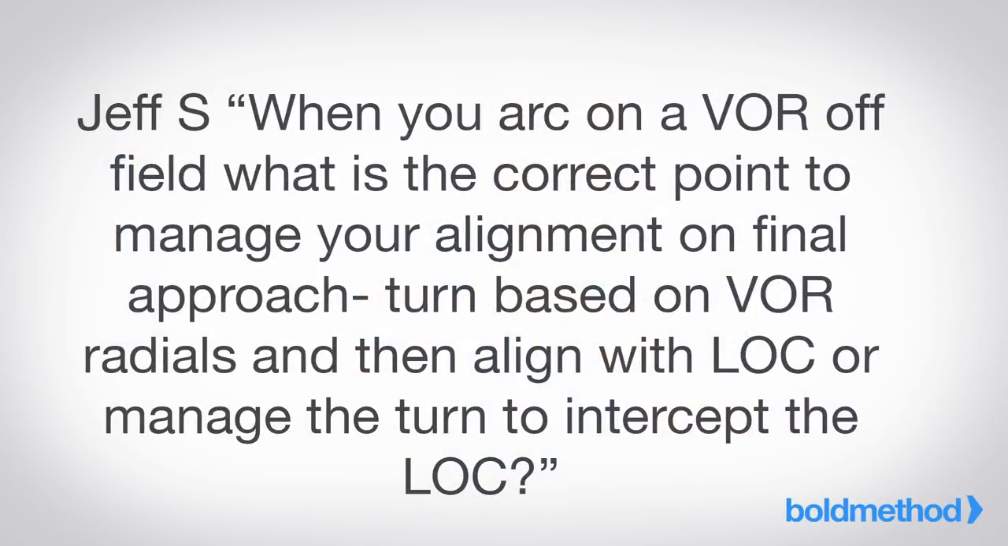Okay, looks like we had another question. Next up, this has to do with the turn-on of this approach that we're looking at. Jeff wants to know, when you're arcing on a VOR that's off-field, like what we have here at the airport, what's the correct point to manage your alignment on final? Basically, how do you manage your turn on and switch over from the VOR and align yourself with the localizer on this particular arc?